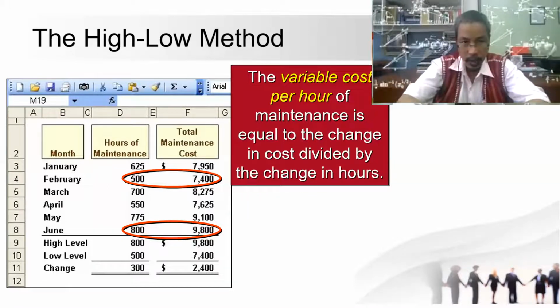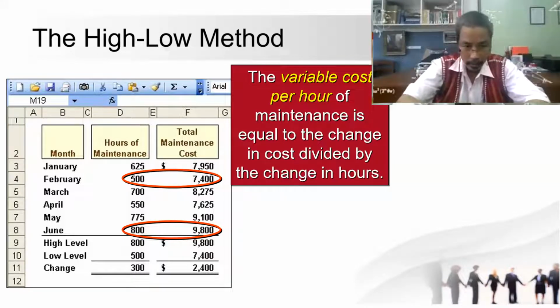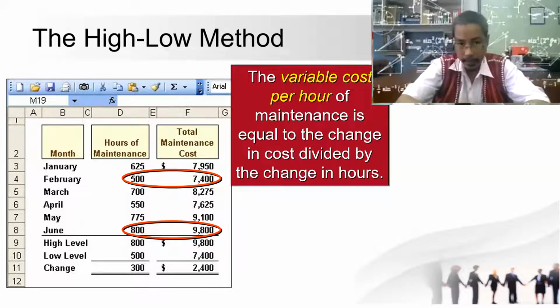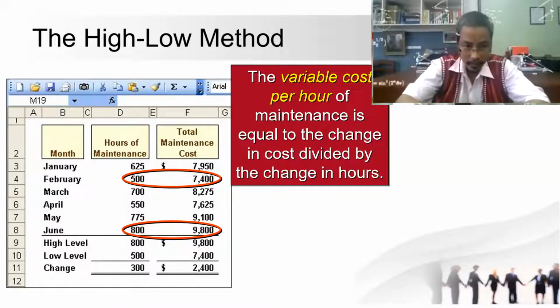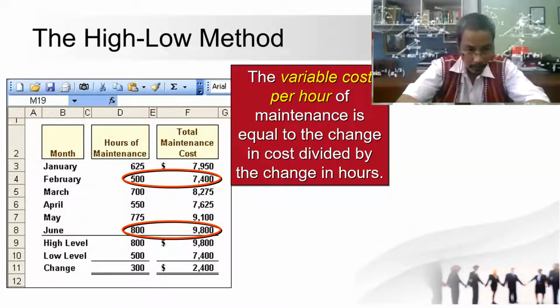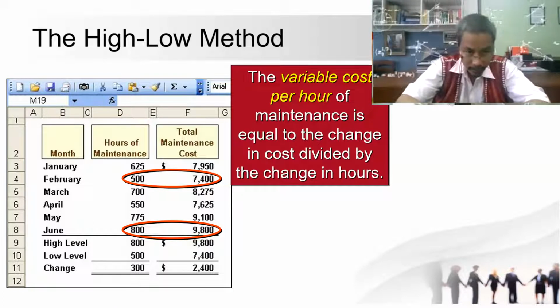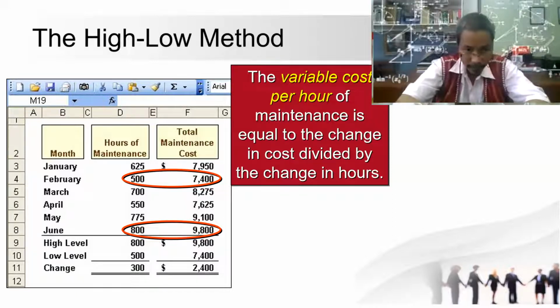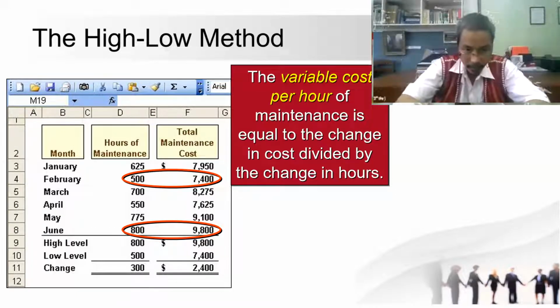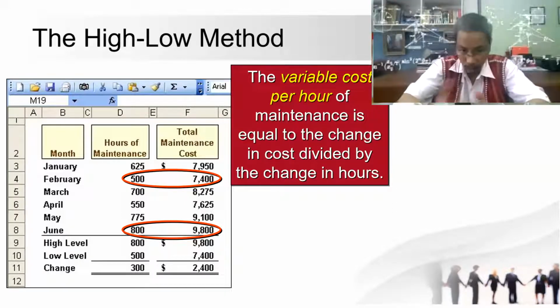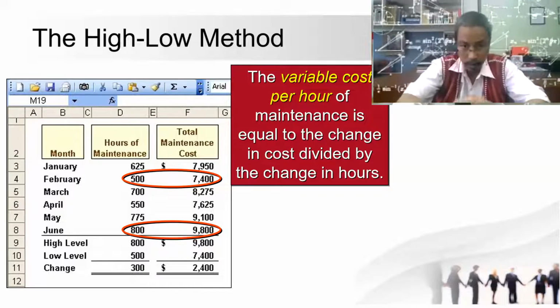How to proceed with the high-low method? Let us take note of the high and the low data. The lowest here is 500 hours and the highest is 800 hours. So high level 800, low level 500 hours. Each of these corresponds to a total maintenance cost, which is also supposedly high and low.